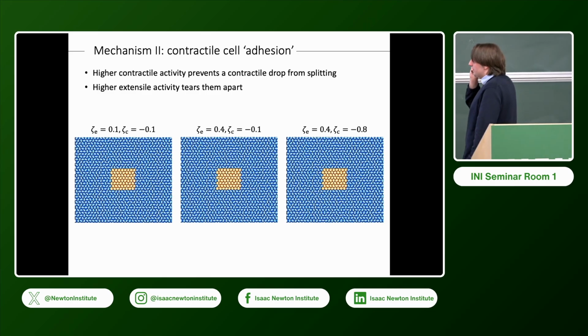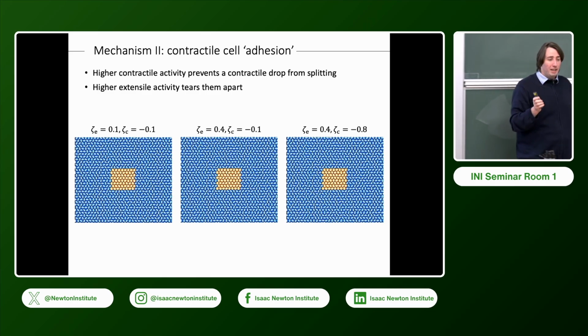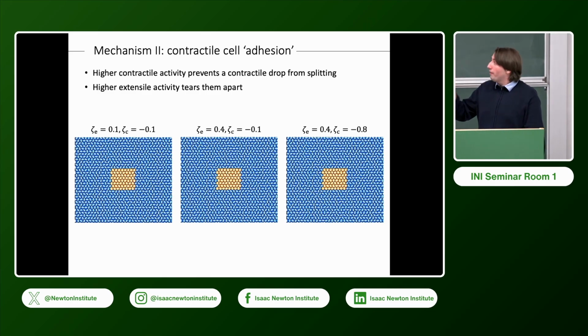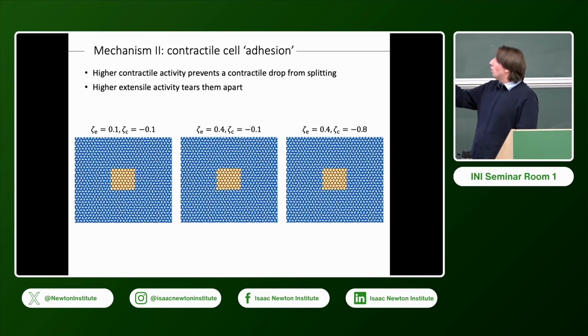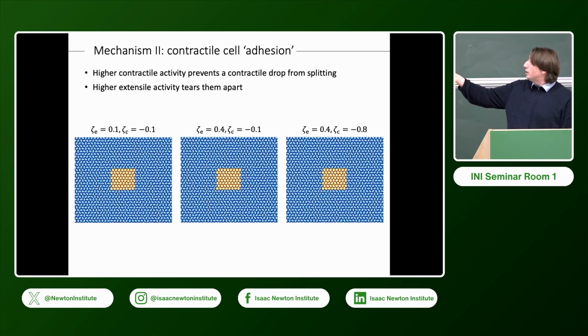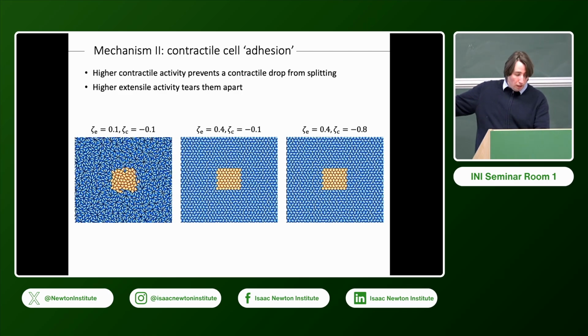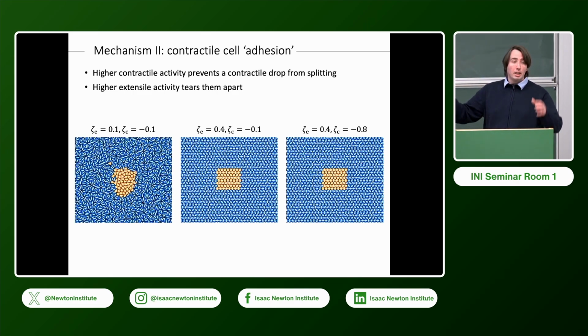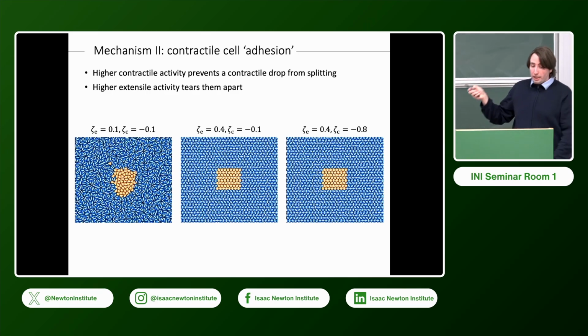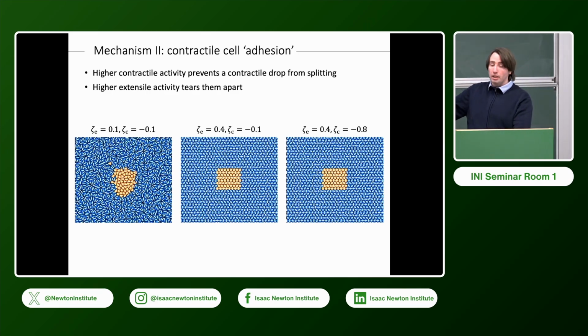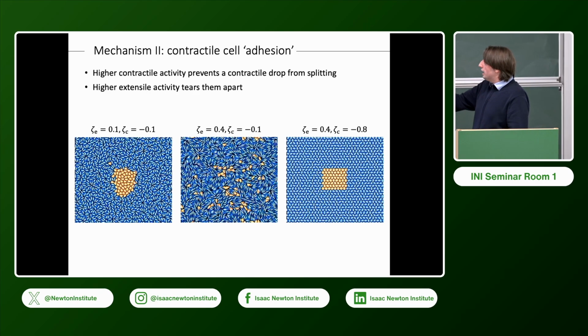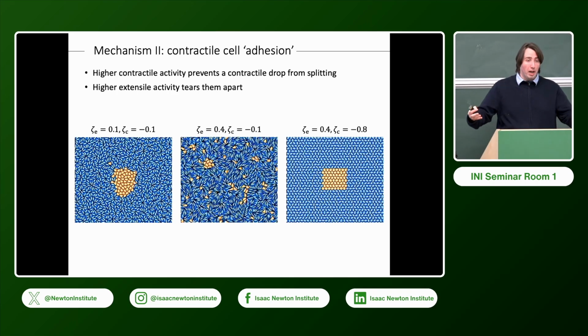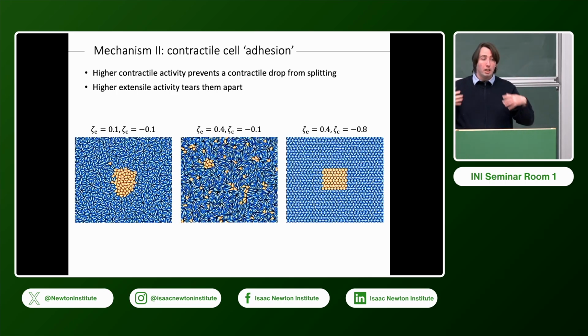This is not the only mechanism for why this is happening, and we're not completely sure what's driving the other one, but it's essentially that contractile cells stick together. If you have a mixture where extensile activity and contractile activity are the same and fairly low, and you have a small droplet of contractile cells in an extensile bulk, it's going to stick together. On the other hand, if I increase the extensile activity, keeping everything else the same, the extensile flows are going to tear the droplet apart because it's very active, it's very turbulent.